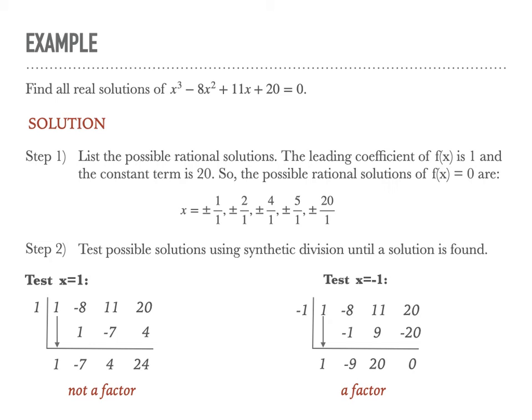In order to write this in factored form, we know that if x equals -1 is indeed a zero, we can write it as x plus 1. So therefore, x will be equal to -1, and -1 plus 1 is 0. And we can see that the quotient is x squared minus 9x plus 20. So we would write it in this given form.